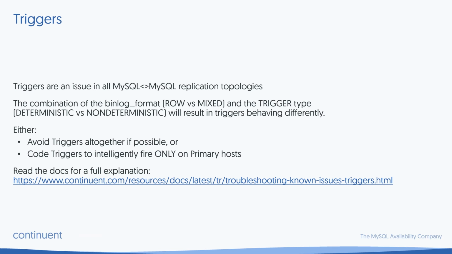The best practice here is simple. Avoid using triggers if you can. If you can't avoid them, for example they're embedded into application logic, then make sure they're written intelligently so they only fire on the primary host, not on the secondaries or replicas. This prevents unintended side effects in replicated environments. There's a detailed explanation, including specific examples of what goes wrong and how to handle it in our documentation, so definitely take the time to read. The link is shown here on the slide.